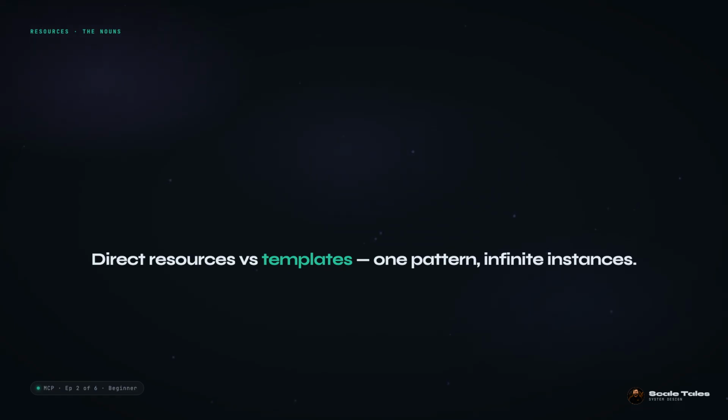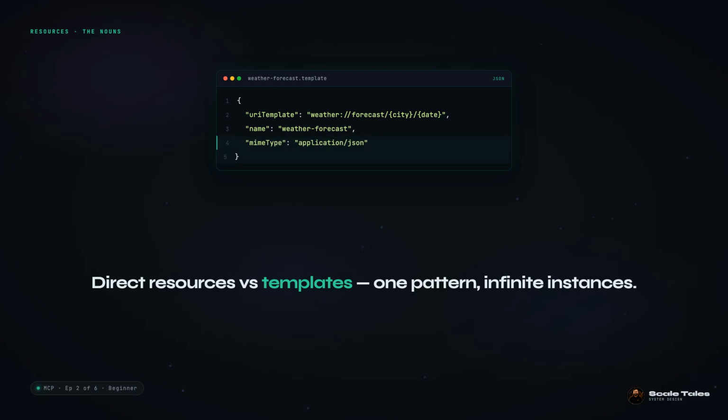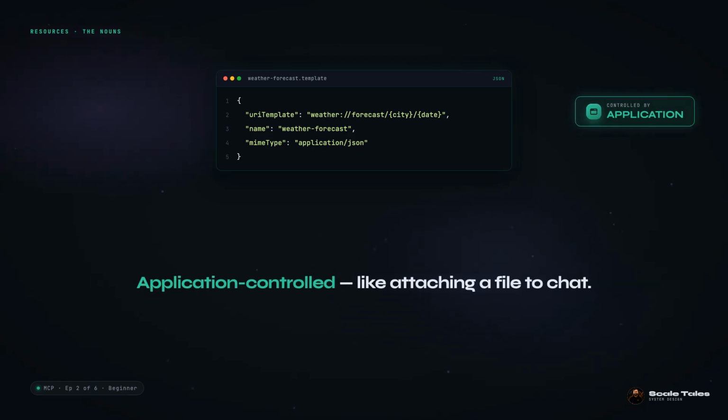Resources come in two flavors. Direct resources are fixed: one address, one thing. Resource templates have parameters. Watch this one. A weather forecast template with a slot for the city and a slot for the date. That single template covers every city and every date. Fill in the blanks and you get a specific resource. And here is the key difference from tools. Resources are application controlled, not the model, the app. Your host decides which resources to load into context, like you attaching a file to a chat.